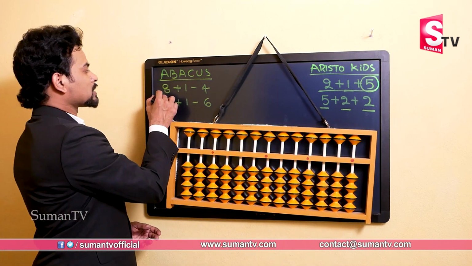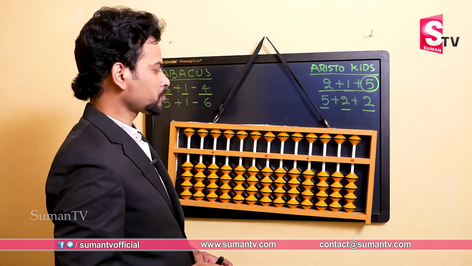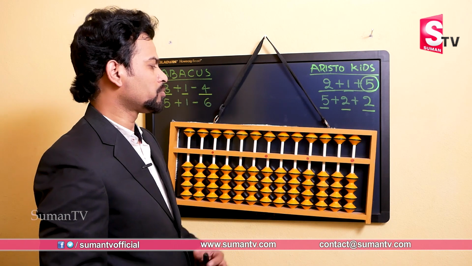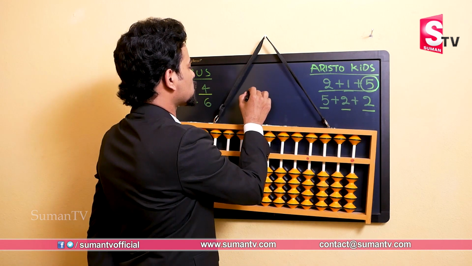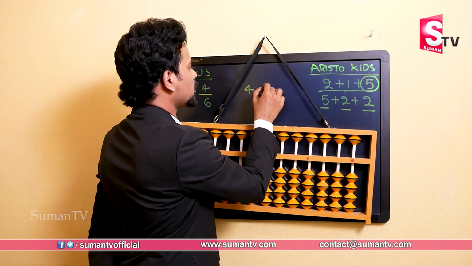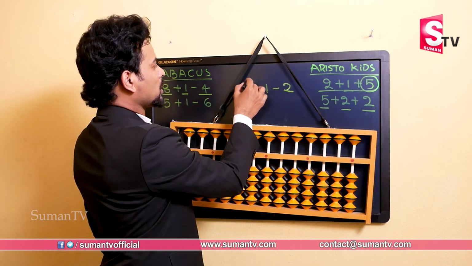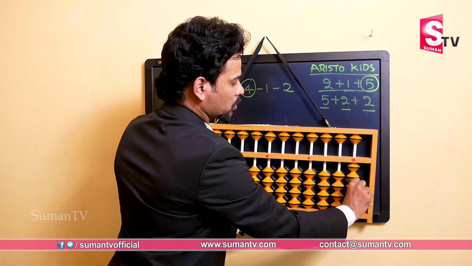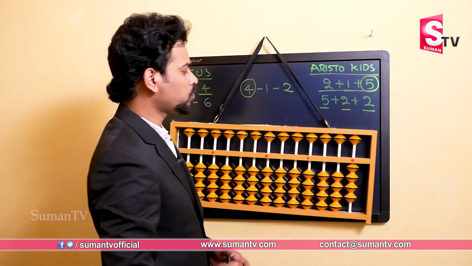Let's take this example: 8 plus 1 minus 4. Let's take 8. How will we take 8? Before taking that, we will do one more sum. Suppose it is 4 minus 1 minus 2. Okay, so first we will take 4. So we will take 1, 2, 3, 4. 1 plus 1, 2 plus 1, 3 plus 1, 4.